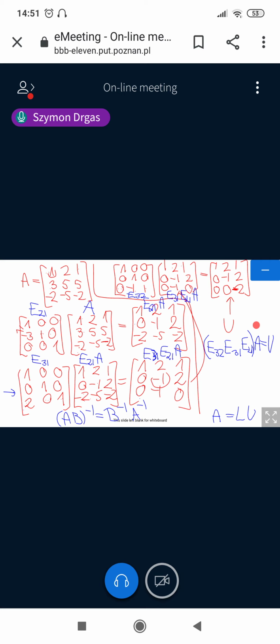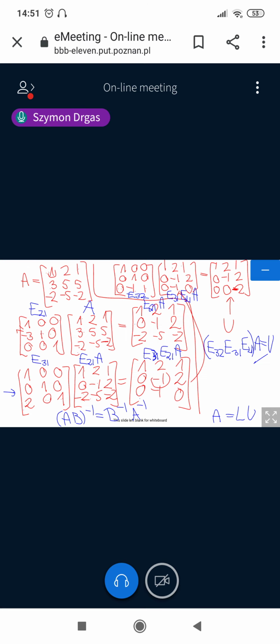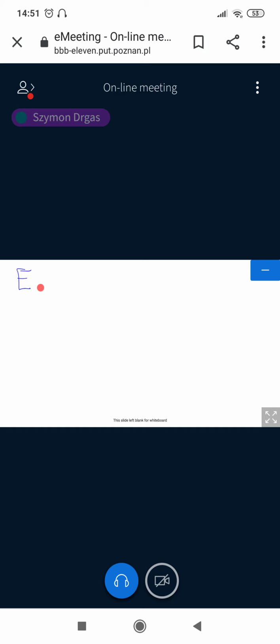So now we can multiply this expression. I would like to write it again, so it's E32 by E31 by E21 multiplied by A is U. As matrix multiplication is associative, we can place this parenthesis here, and we can multiply both sides by the inverse of this expression in parentheses. So it will be E32, E31, E21 inverse.